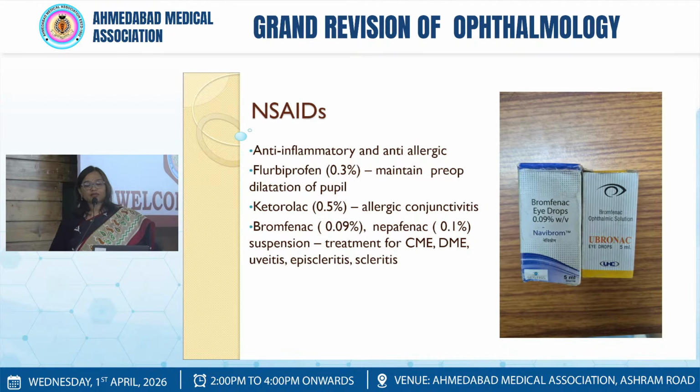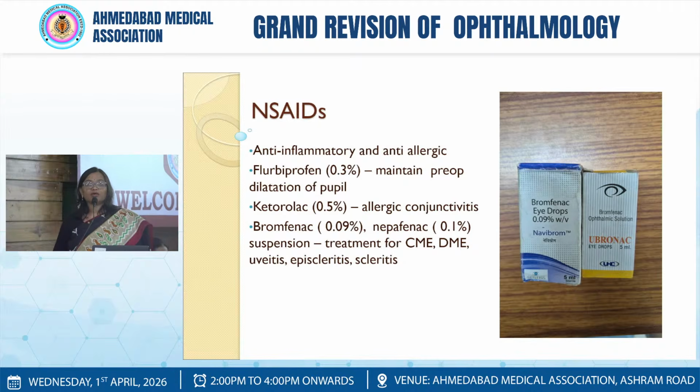The next group are NSAIDs, that is non-steroidal anti-inflammatory drugs. I'll be speaking only about the topical ones. We use flurbiprofen, ketorolac, bromfenac and nepafenac. Flurbiprofen, which is 0.3%, nowadays remains in use only preoperatively, just to sustain the dilatation of the pupil during surgery. Which surgery requires dilatation of the pupil? Cataract surgery, then any retina surgery, right? So to sustain the dilatation, we use flurbiprofen.